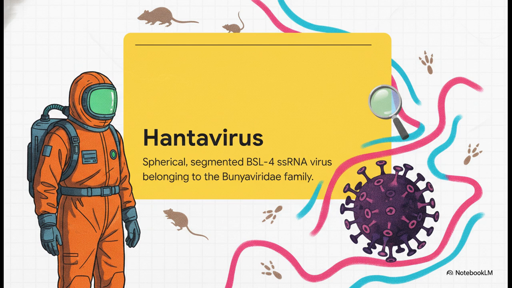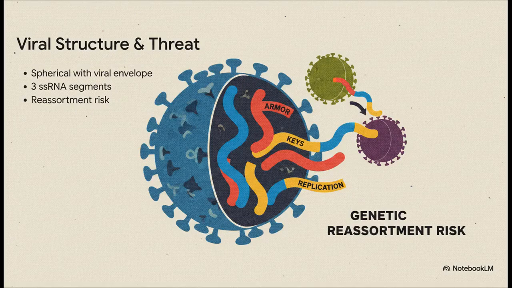It belongs to the Bunyaviridae family, and it's billed as a spherical, single-stranded RNA virus. Now, what makes this virus such a formidable threat is actually how it packs its genetic cargo. It has a viral envelope, and inside, it's got 3 distinct single-stranded RNA segments. Think of them as small, medium, and long. The small segment encodes the nucleocapsid, basically its protective armor. The medium segment codes for glycoproteins, which are essentially the keys it uses to pick the locks and board our cells. And the long segment gives it the polymerase, its replication machinery.